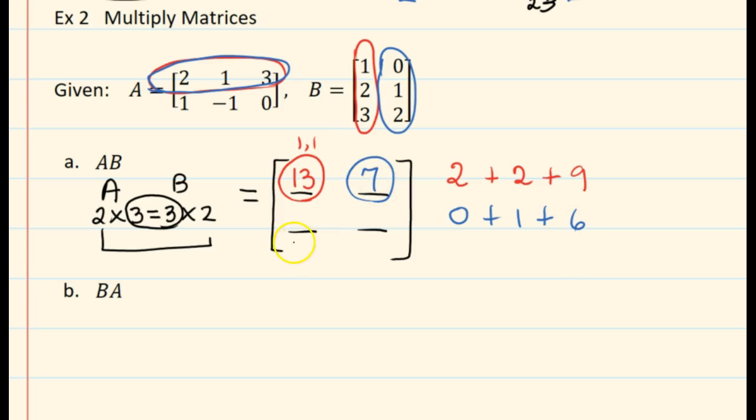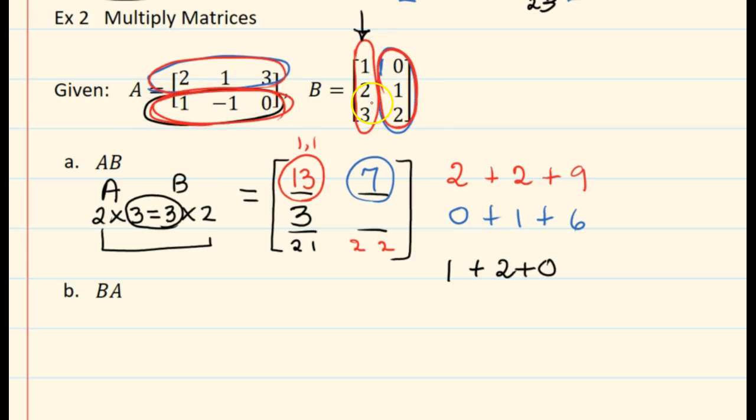This is in the 2, 1 position, so we're going to use row 2 and column number 1. When I multiply, I get 1 times 1, negative 1 times 2, and 0 times 3, and I add those together. And finally, for the last one, remember this is row 2, column 2, so I'm going to use row 2 and column 2. When I multiply, I get 0, negative 1, and 0. So there's our answer for our matrix A times B.